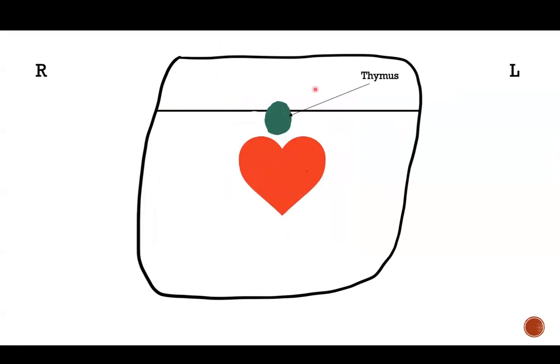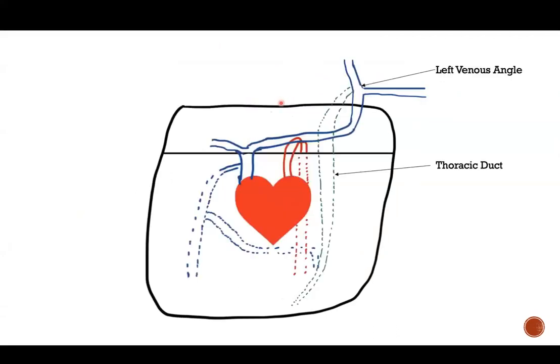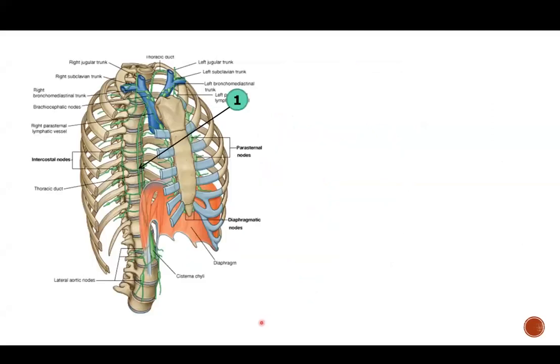Sometimes you can have some remnants of the thymus in the superior mediastinum over here, but most of it and the functioning part of it is in the anterior mediastinum. Okay, and the second lymphatic organ is the thoracic duct. Now, this is the main lymphatic vessel of the body. It starts from the abdomen, from this dilation called the cisterna chyli. Okay, now, but then it enters the thorax through the aortic opening.